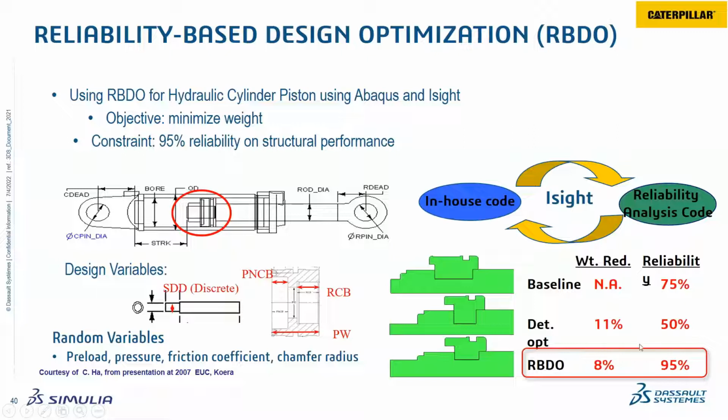When we went ahead and did the robustness based reliability study, we were able to get maybe not as good as previously, but around 8% of weight reduction, and the model is around 95% reliable. This is what the customer wanted. They wanted a model which was 95% reliable, so we were able to achieve that.